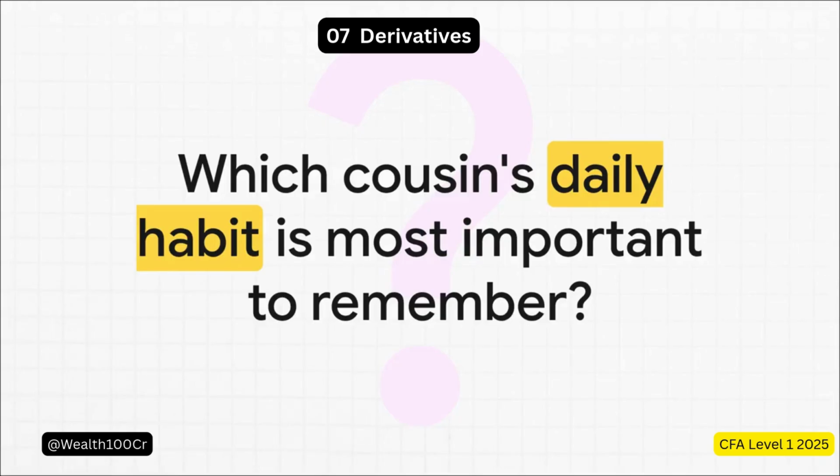And so we come to the end. I will leave you with one final question to think about. For your exam, when you think of the two cousins, Mr. Forward and Mr. Future, which cousin's daily habit is the most important thing for you to remember? If you know the answer to this, then you have understood everything perfectly. All the very best to you, my dear student.